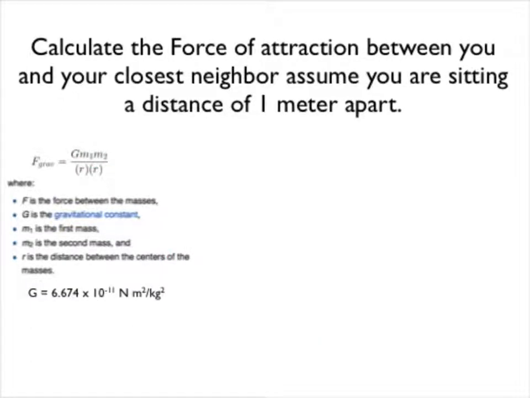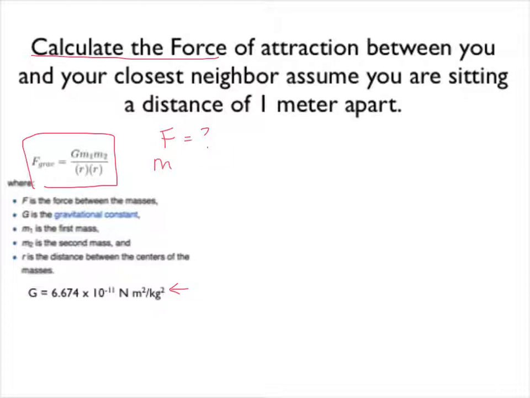All right, so now let's put some actual numbers in this formula. Let's play with this formula some. We want to calculate the force of attraction between you and your closest neighbor. Assume you are sitting a distance of 1 meter apart. Well, we want to calculate the force, so force is our unknown. In order to calculate our force, we're going to use Newton's universal law of gravitation. G is given down here. G is 6.674 times 10 to the negative 11th newton meters squared per kilogram squared.